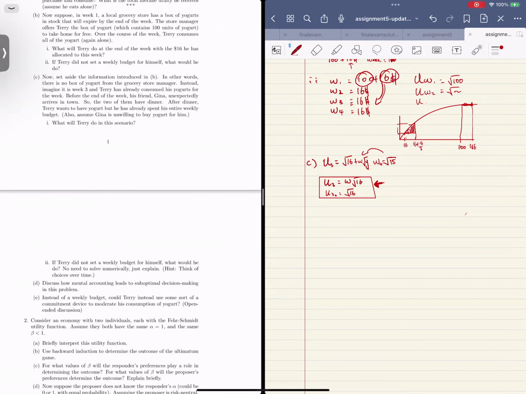So discuss how on D, discuss how mental accounting leads to suboptimal decision making in this problem. So if you prefer to eat with a friend that week and you don't have the money to spend, the most optimal is definitely to borrow the money and do it now. So you gain the most optimum utility, optimum consumption.